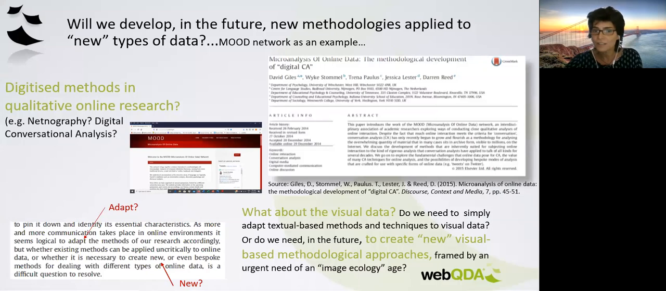But they ask this question: what about the visual? I ask this question: what about the visual data? Do we need to simply adapt textual-based methods and techniques to visual data? Or in the future, do we also need to create new visual-based methodological approaches, because we are living in an image ecology age. The human being needs to interact nowadays with images, and then we have to adapt. These are some ideas that are extracted from this article. They mention that the methodology needs to adapt. And probably it's important to create new methodology, because we are having totally different types of data, mainly because of the internet, textual data and also visual data.